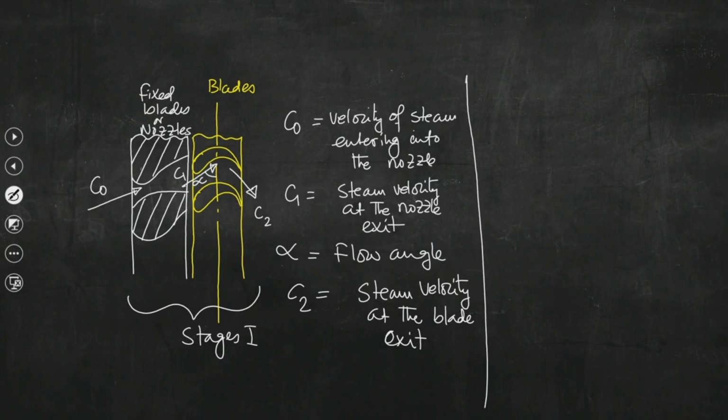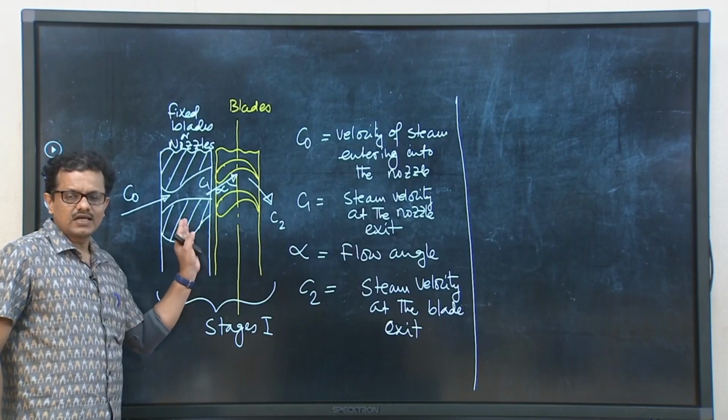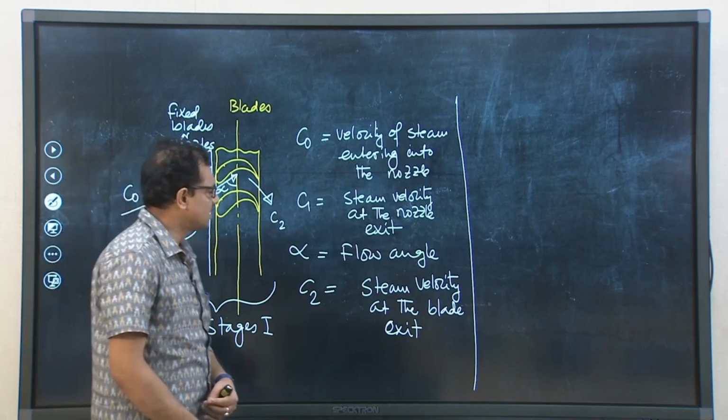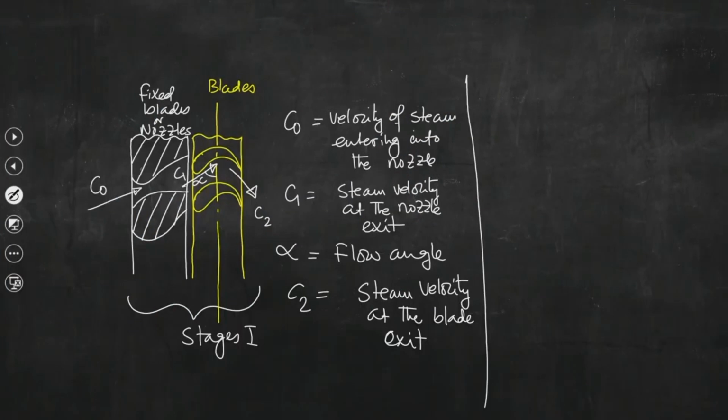So, now we shall be drawing the velocity triangles, but before we go to draw the velocity triangles, let us look at this blading arrangement in a clearer way.